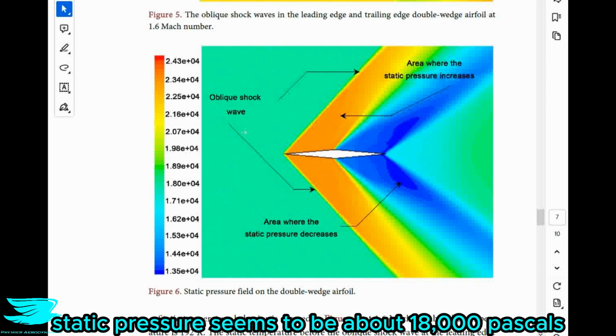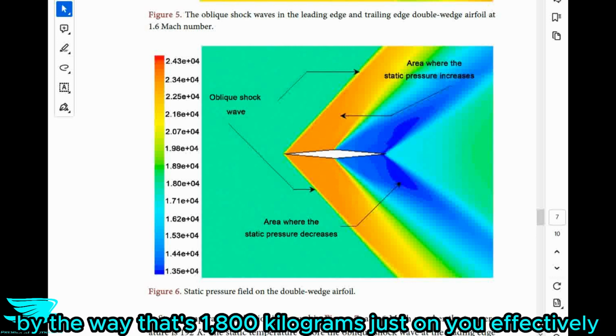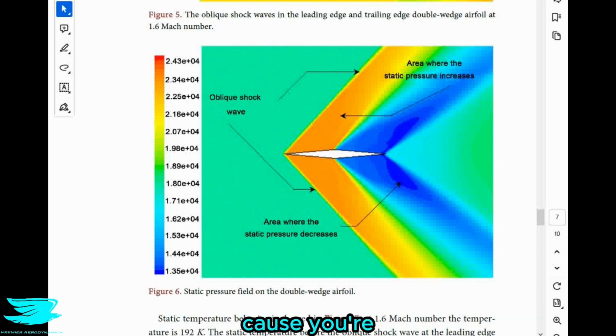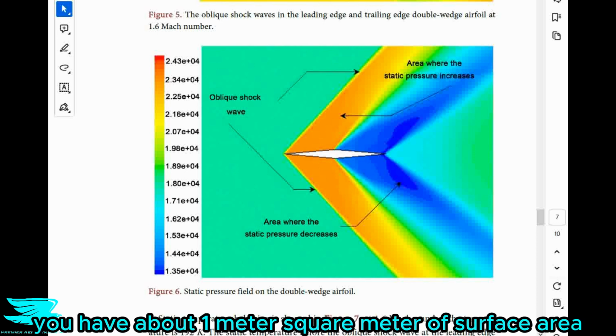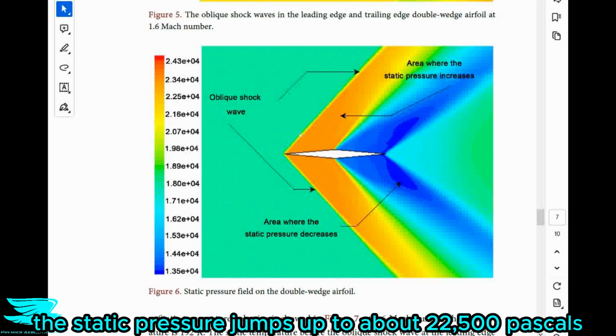So the free stream static pressure seems to be about 18,000 pascals, which is already high. That is 18,000 newtons per square meter, by the way. That's 1,800 kilograms just on you, effectively, because you have about 1 square meter of surface area. After the oblique shockwave, the static pressure jumps up to about 22,500 pascals.